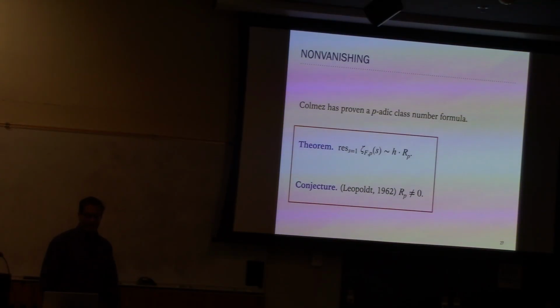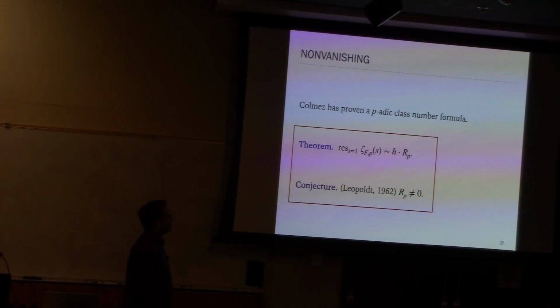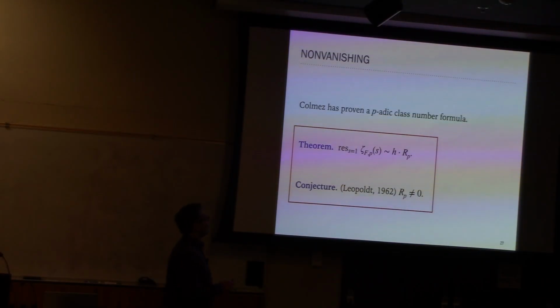So just as an example, Colmez has proven a p-adic class number formula. We take the p-adic zeta function, and you conjecture that it has a residue. What he proved is that the limit as s goes to 1 of s minus 1 times this is equal to the class number times the p-adic regulator. And we think that it's a residue, that is, we think there's a pole, because we think that this number is non-zero. That turns out to be an incredibly deep conjecture due to Leopoldt. So this determinant of p-adic logarithms of units, we think that it's non-zero.